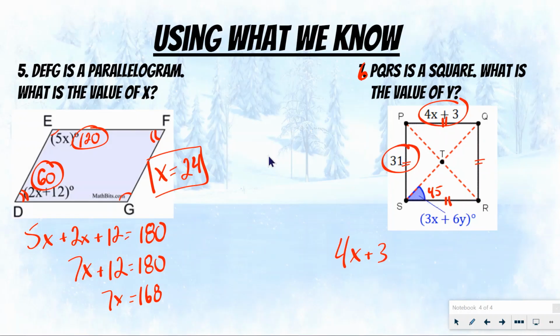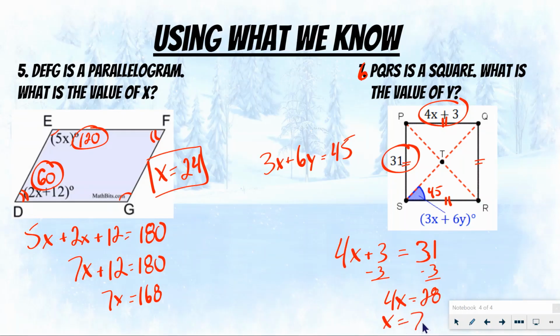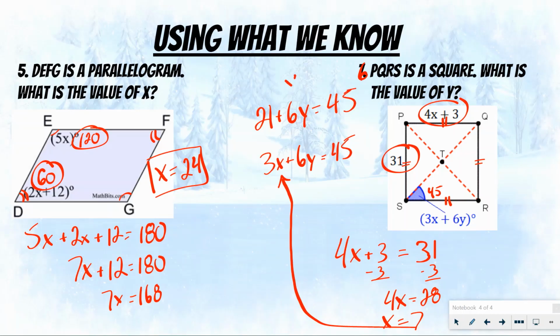Can't really do anything with this yet. I can set up that equation, 3x plus 6y equals 45. But with those two variables, I can't really solve that yet. However, I can solve this one to find one of those variables. So 4x plus 3 is equal to 31 there. That tells us that we're going to subtract 3 and divide by 4, and x is 7. Now we can take that value and plug it in there. And now we just have one variable in that equation. So we get 21 plus 6y equals 45. We would subtract the 21 from both sides and find that y is 4.